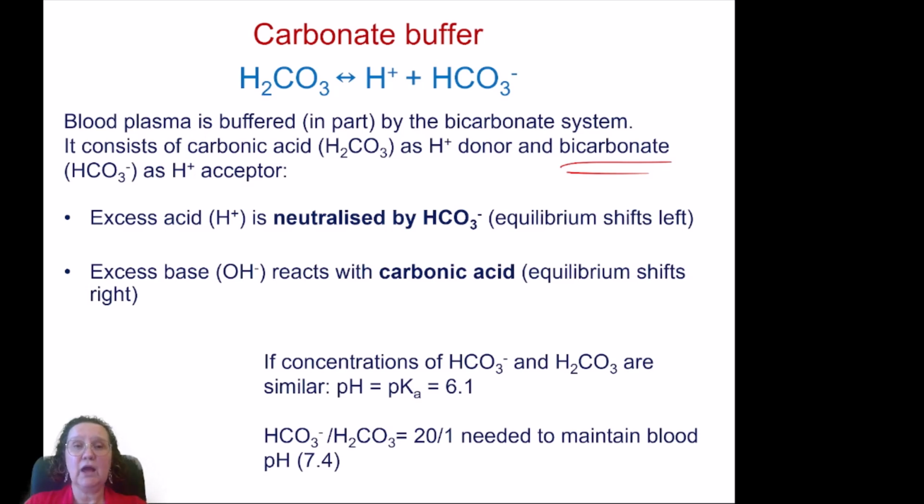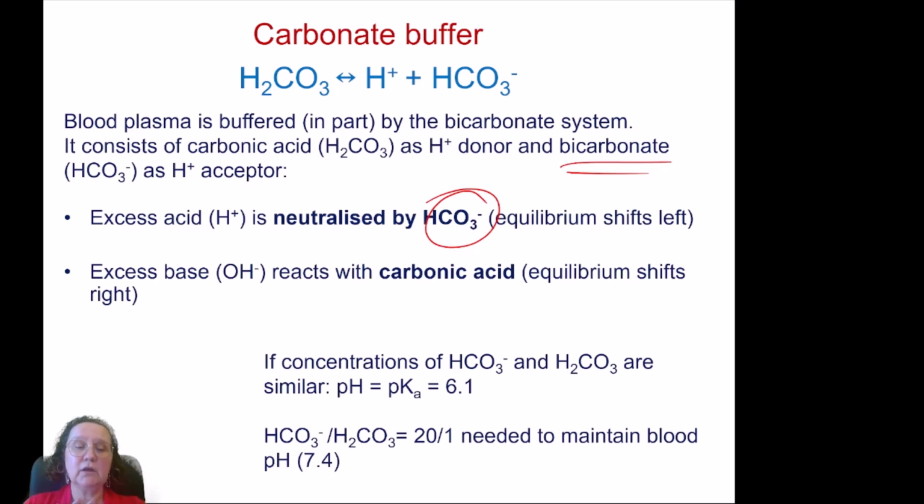So if you have an excess of acid in the blood plasma, then it reacts with the hydrogen carbonate. This is the basic species. If you have an excess of base, an excess of hydroxyl ions, then it will react with the carbonic acid, the acidic species. If you had the same amount of hydrogen carbonate and carbonic acid, then the pH of the blood would be 6.1, because that's the pKa of that reaction.